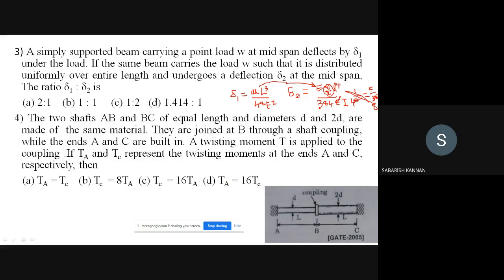And then this is our fourth question. Fourth question: two shafts AB and BC of equal length and diameter D and 2D are made of the same material. They are joined at B through a shaft coupling while the ends A and C are built in. Twisting moment T is applied to the coupling. If TA and TC represent the twisting moments at the ends A and C respectively.